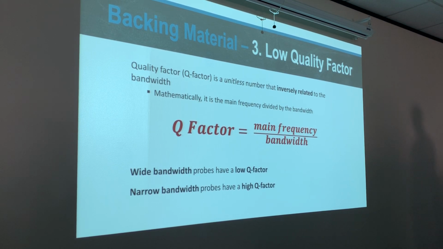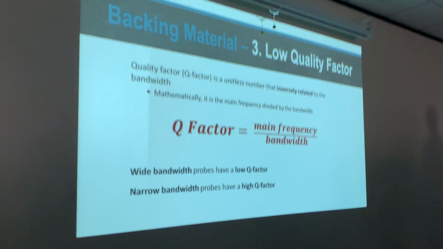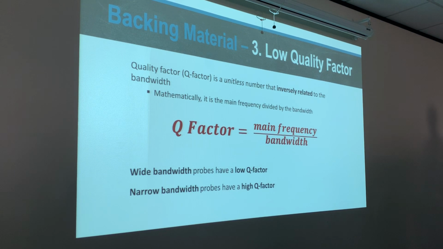That's our imaging probes, right? So we like shorter dampened pulses, because that increases our image quality. That increases our axial resolution, a shorter dampened pulse. So we prefer low quality. You always really want the highest quality, right? You want the highest quality.